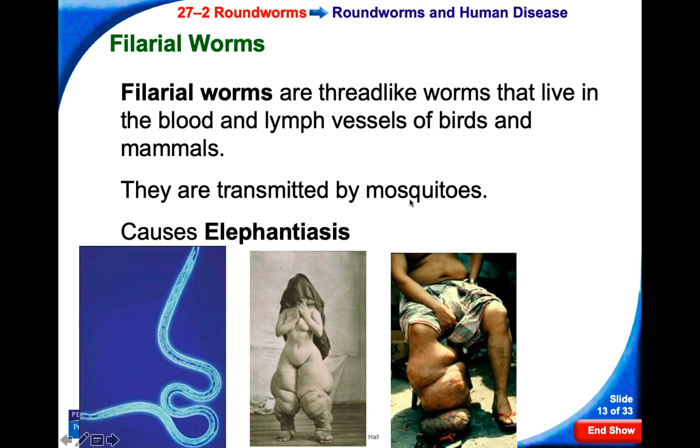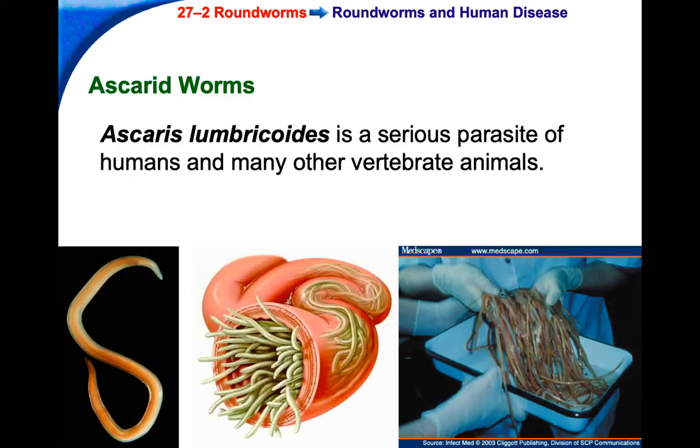Now, the way that filarial worms are transmitted is actually by mosquitoes. What happens is a mosquito will bite an individual that has these filarial larvae in their bloodstream. Those larvae are tiny enough that they can get into the mosquito. When the mosquito flies off and bites someone else, those filarial larvae can then leave the mosquito and go into the new host, and then that spreads the worms, and that continues the problem.